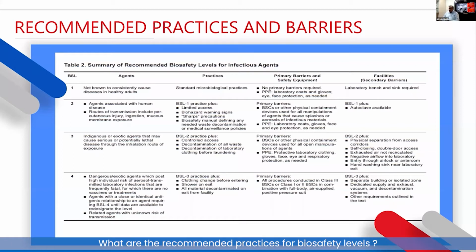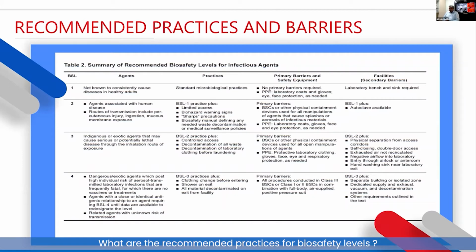So when we talk about BSL-1, these are not going to cause diseases because these are generally safe. The standard practices which have to be followed are those good microbiological practices. There are no primary barriers required. PPE can be worn on a need basis, and generally, on the facility aspect, a regular laboratory bench and a sink could suffice.